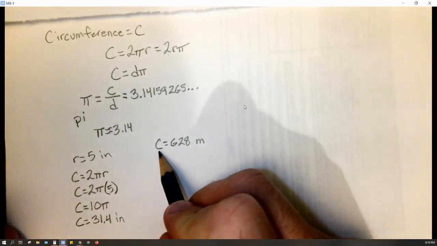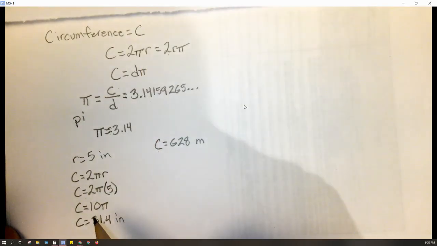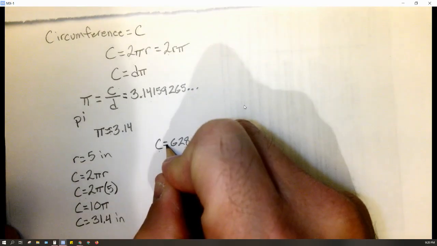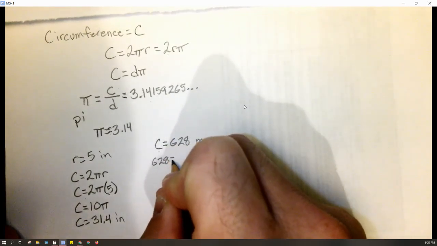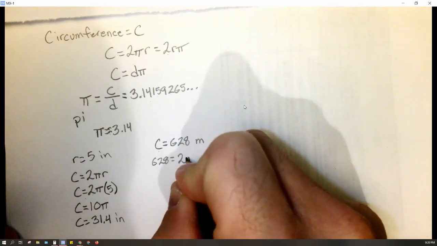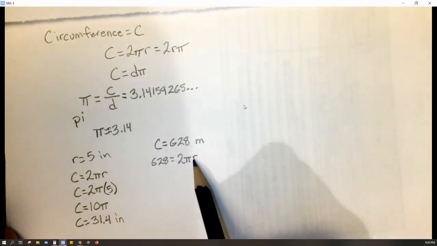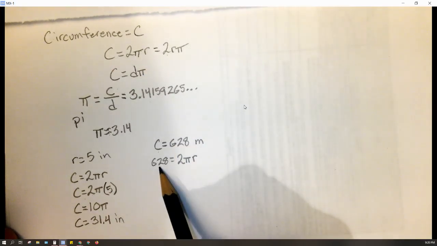Well, you know the circumference is always 2 times pi times the radius. So what you can do is you can say, okay, well, how about I say that 628 is equal to 2 times pi times the radius. Now, the circumference is 2 times pi times r, and you know the circumference is 628, so you can replace the circumference, the c, in the formula with 628. Okay?